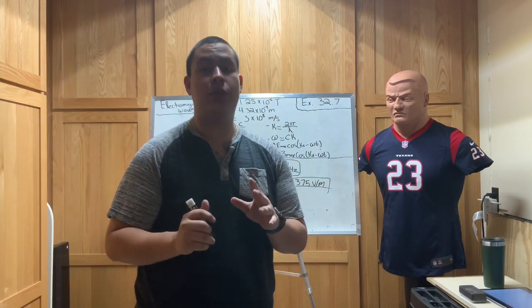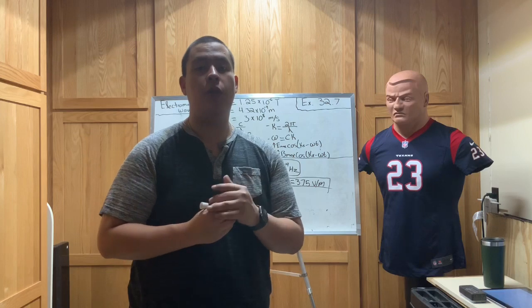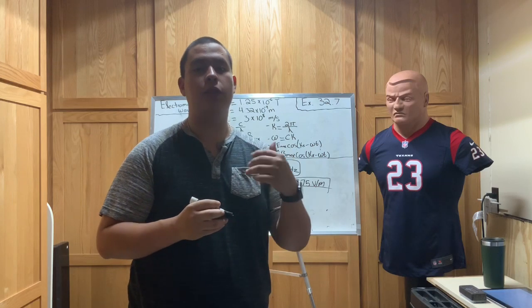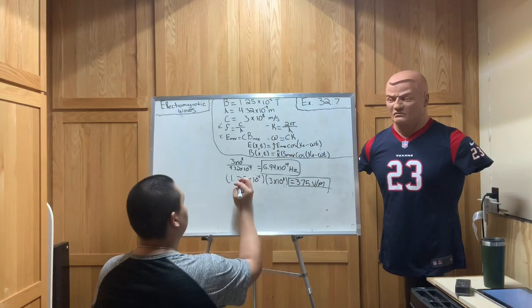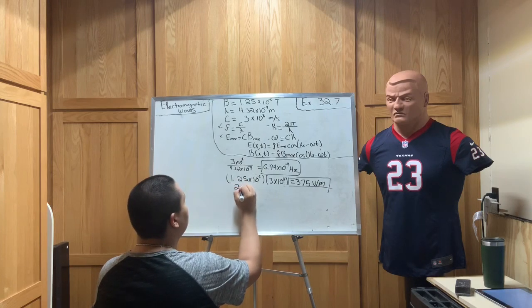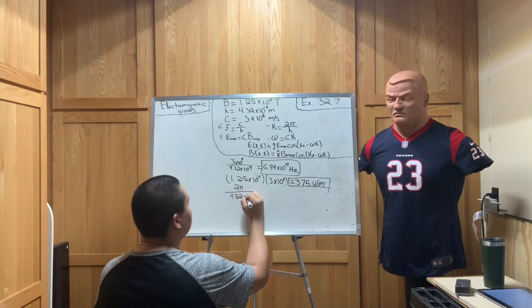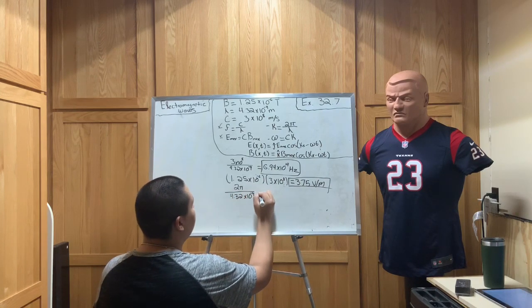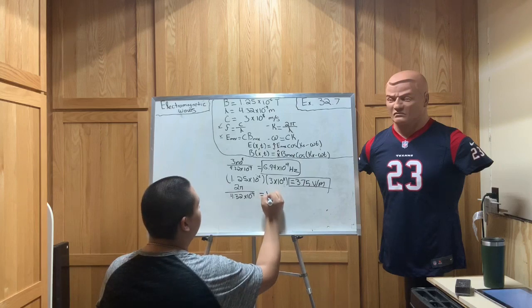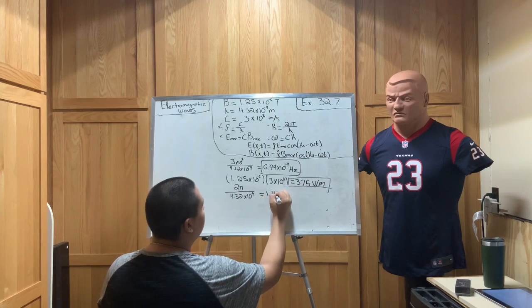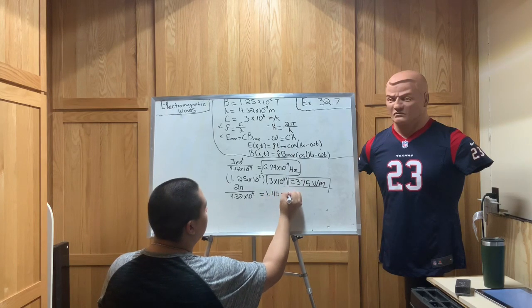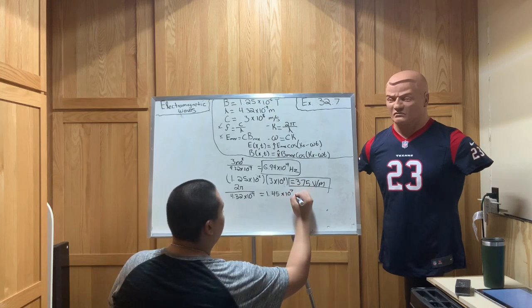Now my next step is to calculate my wave number, for which I'm going to use the formula k equals 2 pi over wavelength. So I have 2 pi over 4.32 times 10 to the negative 9, and my answer is going to be equal to 1.45 times 10 to the 7 radians per meter.